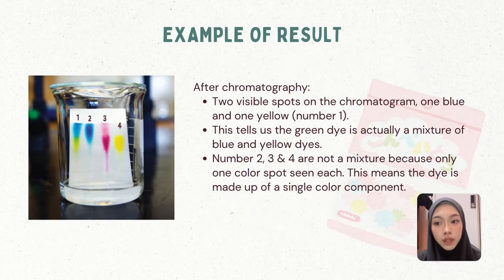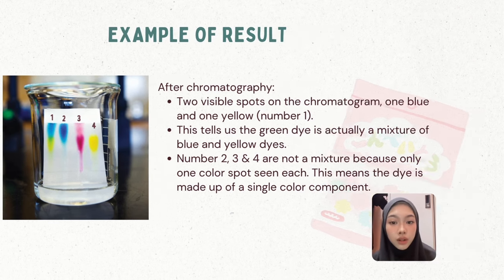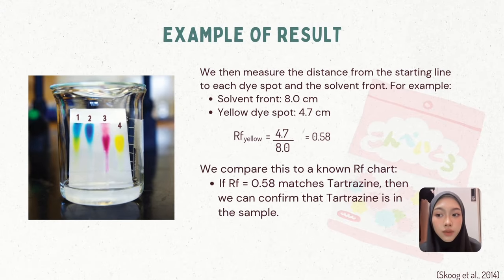After chromatography, two visible spots on the chromatogram, one blue and one yellow, like number 1, are telling us that the green dye is actually a mixture of blue and yellow dyes. Numbers 2, 3 and 4 are not a mixture because only one color spot is seen in each. This means that the dye is made up of a single color component. And then we measure the distance from the starting line to each dye spot and the solvent front.